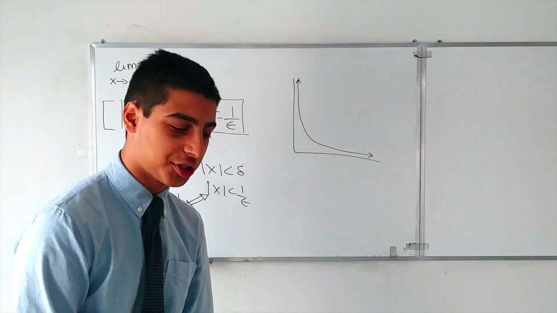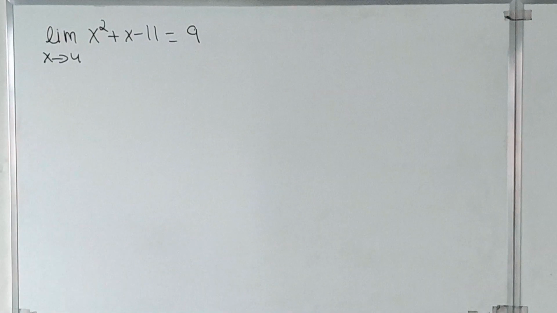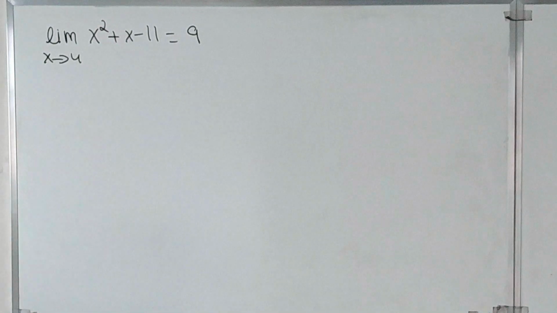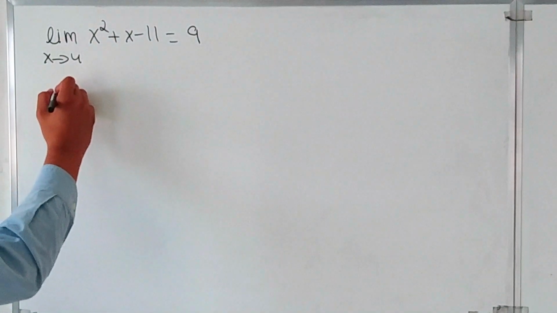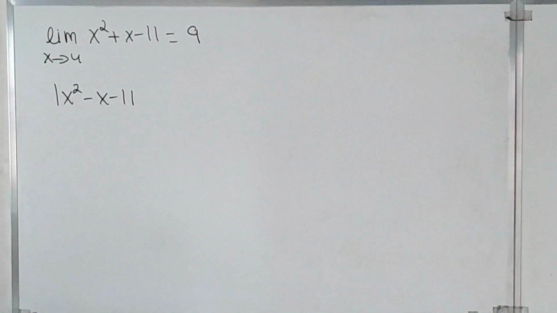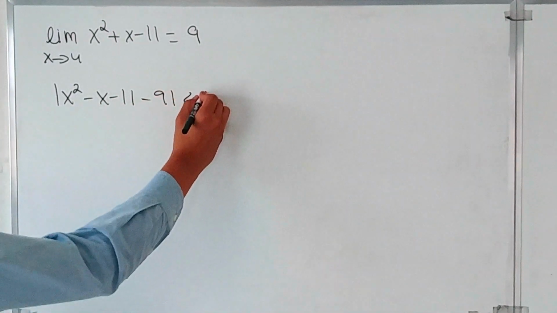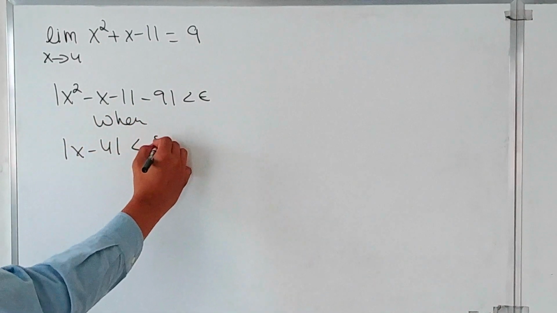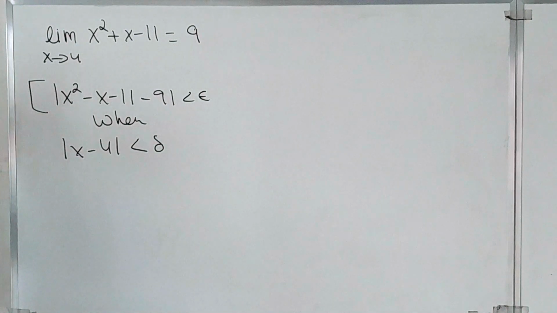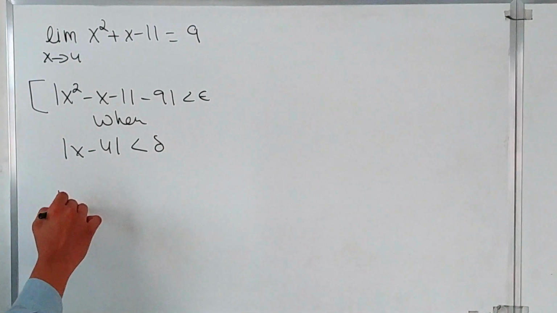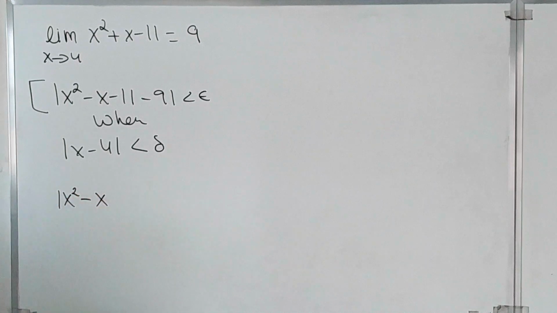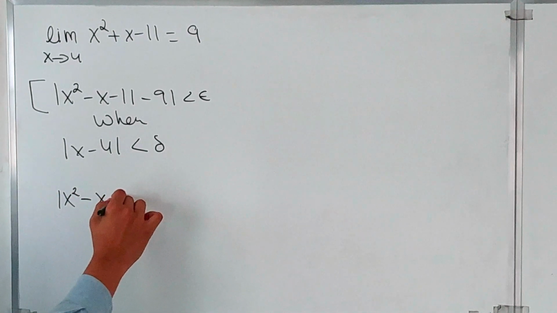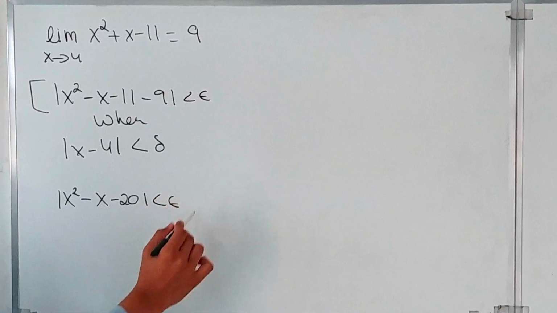Let's do one last question. So let's say this is what we have over here: the limit as x approaches 4 of x squared plus x minus 11 equals 9. So once again, as always, let's first restrict our f of x. So we have the absolute value of x squared plus x minus 11 minus 9 must be less than epsilon when the absolute value of x minus 4 is less than delta. As always, let's start by evaluating that. We get x squared plus x minus 20 is less than epsilon.